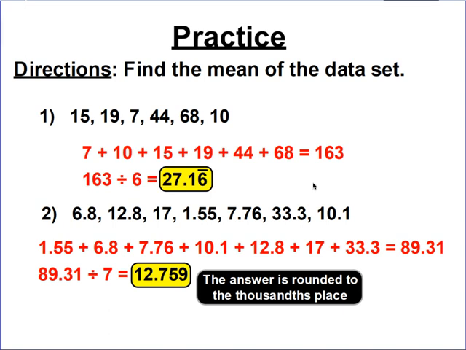All right, there are your answers. What you can see about question 1 is that it is a repeating decimal, so use your repeating sign to show that. In question 2, the number doesn't end or repeat, so I just rounded mine to the thousandth place. But what I did in both problems is I added up my values first and divided by how many values there were. So there are 6 values here, divided by 6. There are 7 values here, divided by 7.